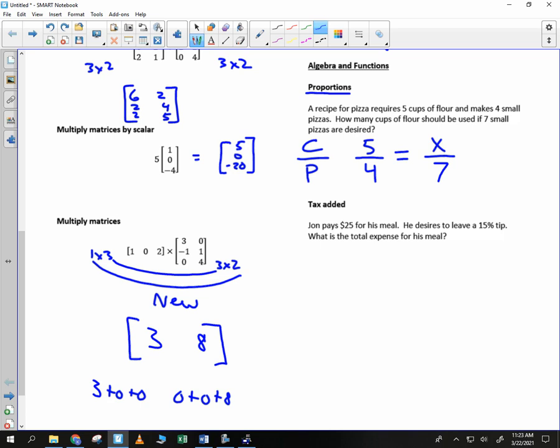I cross multiply and solve. I get 35 is equal to 4x. x equals 35 divided by 4, let's see, 4 goes into 35 8 times. Leaves me with 3/4. So 8 3/4 cups of flour.